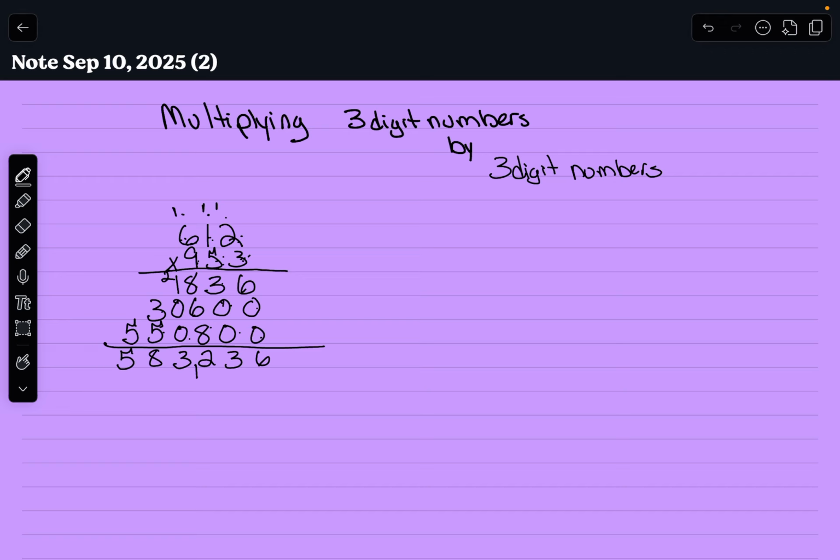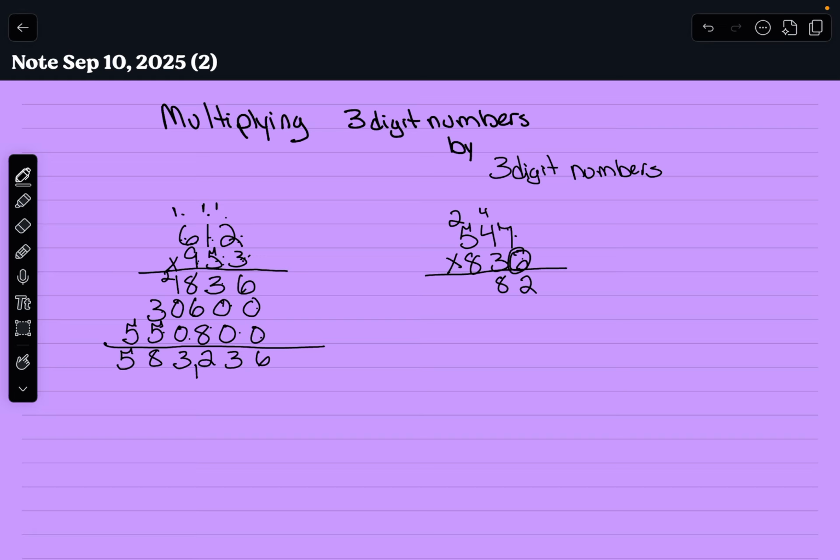The next one we're going to do is 547, and we're going to times that by 836. Okay, now we got our problem set up. The first thing we do is multiply this 6 times 547. So 6 times 7 is 42. Put down your 2, carry your 4. 6 times 4 is 24. 24 plus 4 is 28.